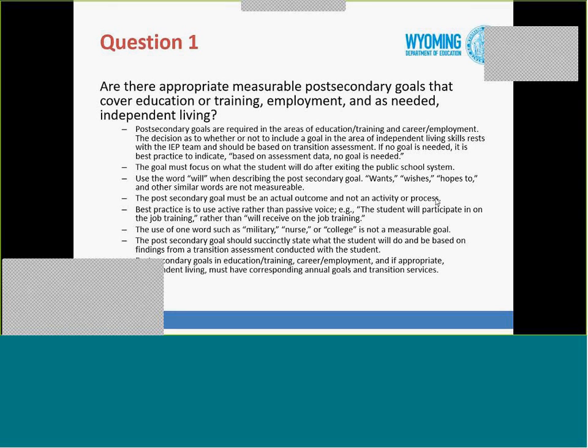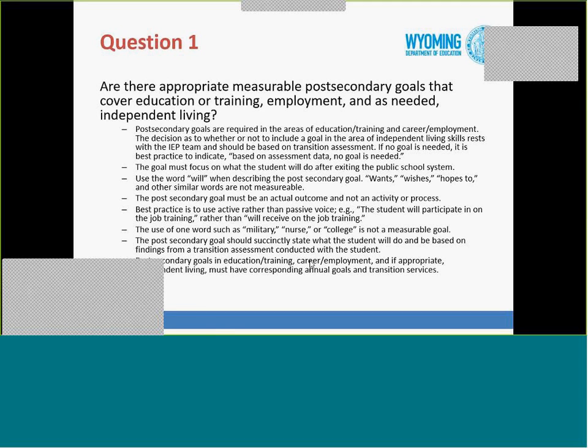The goal must focus on what the student will do after exiting the public school system. So, i.e., after high school, Nancy will do the following. Use the word will when describing the post-secondary goal. Wants, wishes, hopes to, and other similar words are not measurable. The post-secondary goal must be an actual outcome and not an activity or a process.